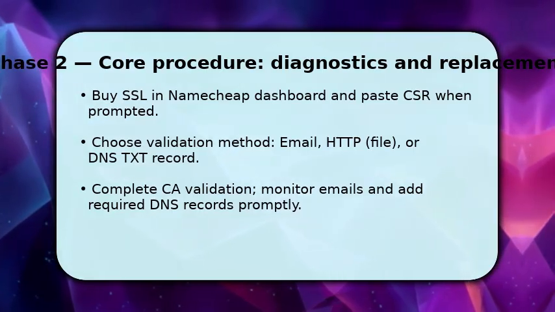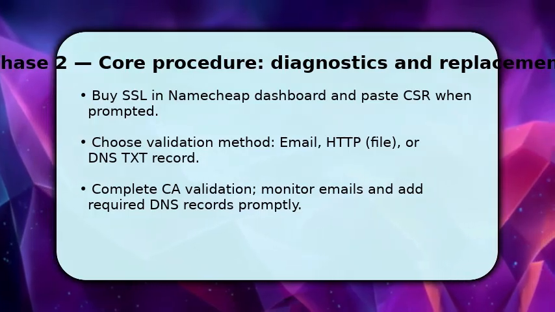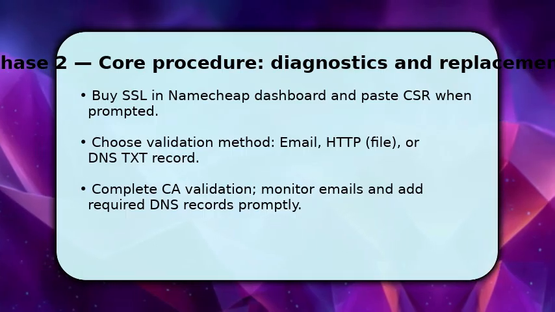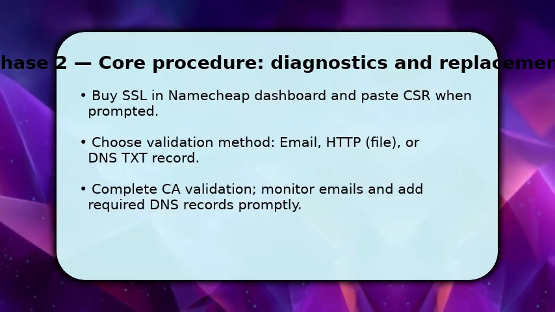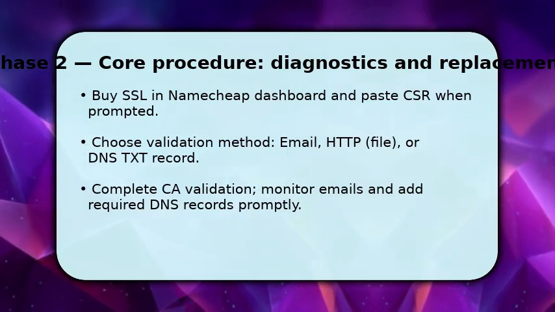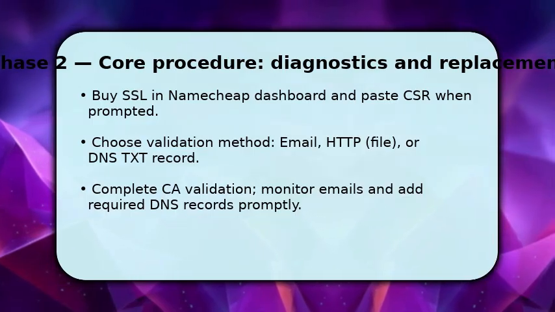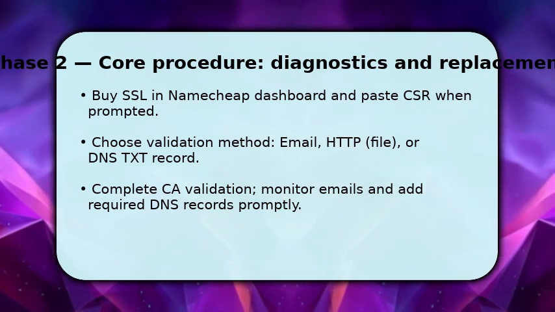Next, pick a validation method. Email is simple, HTTP file requires uploading a file to your web root, and DNS TXT needs adding a TXT record. Use DNS if you control records. Once you complete the validation challenge, the CA will issue the certificate bundle. Make sure to monitor the validation emails and verify records until you see the issued certificate.